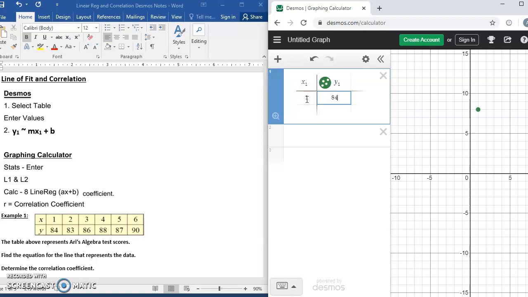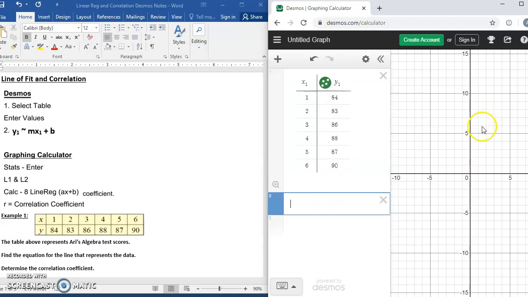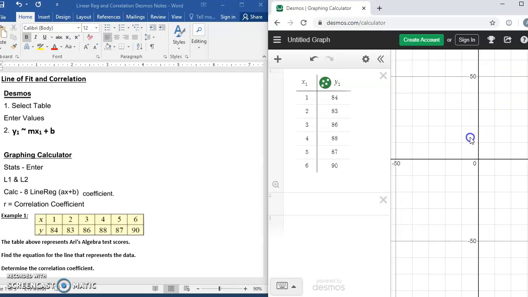So we have (1, 84), (2, 83), (3, 86), (4, 88), (5, 87), and (6, 90). Now what we'd like is for our graphing technology to tell us what line represents these points.